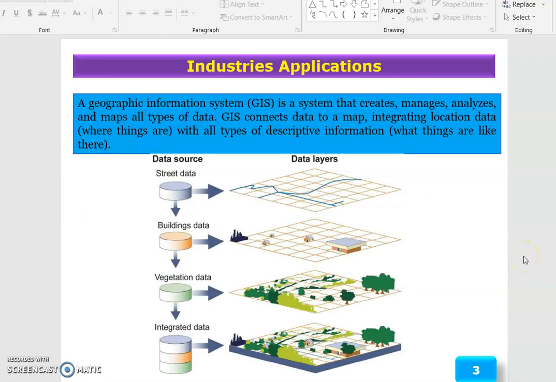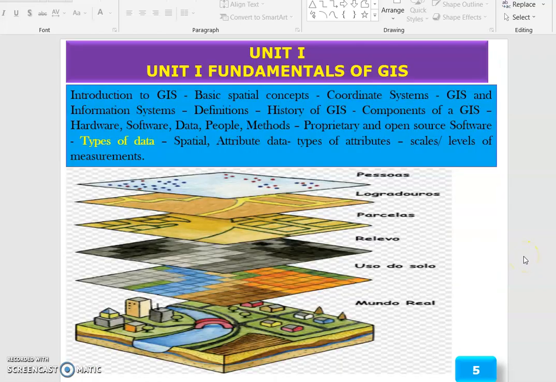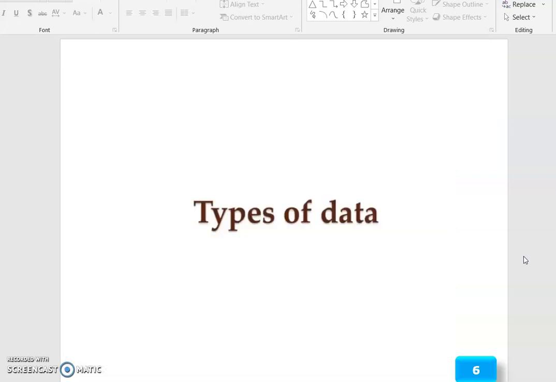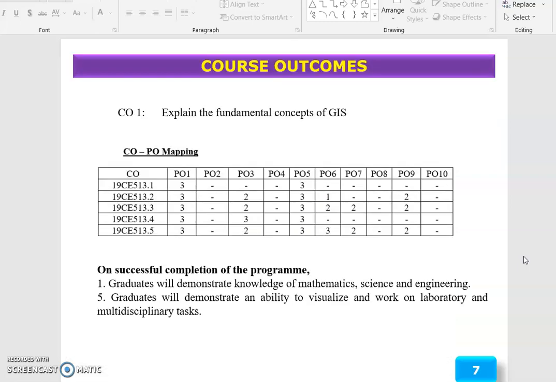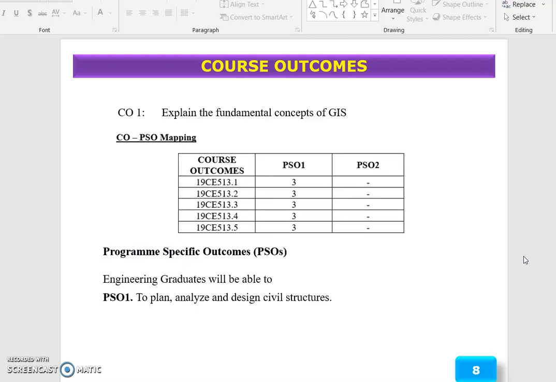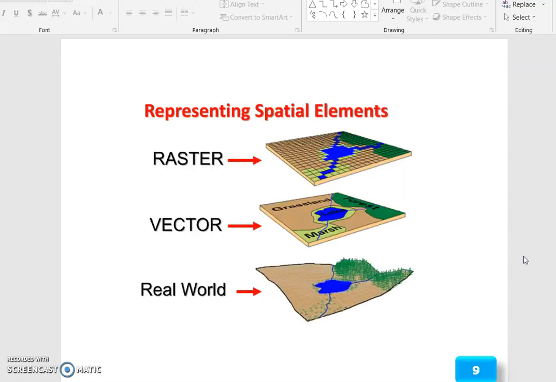Good morning to all. Today we are going to discuss Unit 1. The topic is types of data. The course outcome of this topic is to explain the fundamental concept of GIS. This will be joined with PO1 and PO5, then PSO1. The outcome of this topic is the fundamental concept of GIS.